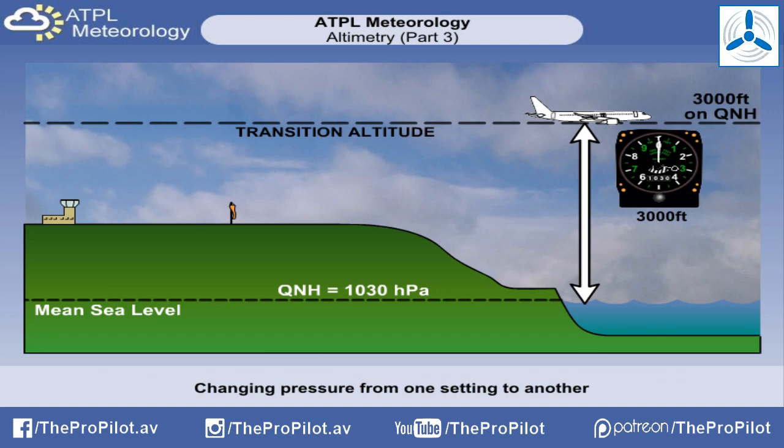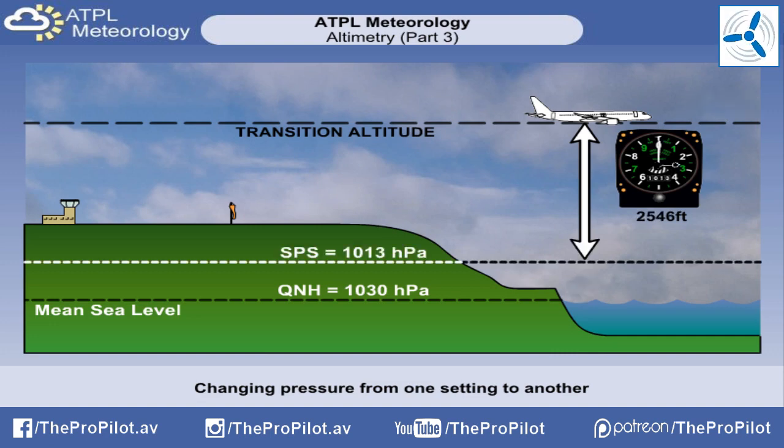We'll now look at what will happen when changing from one pressure setting to another. This is best demonstrated using a diagram. Let's say we have an aircraft with the airfield QNH of 1030 set on the subscale, and the aircraft is climbing through the transition altitude of 3,000 feet. The pilot will have to change the subscale to 1013. Notice that as the pilot changes the subscale, he is changing the zero datum point. As a result, the altimeter pointer will show a decrease in altitude as it moves anti-clockwise.